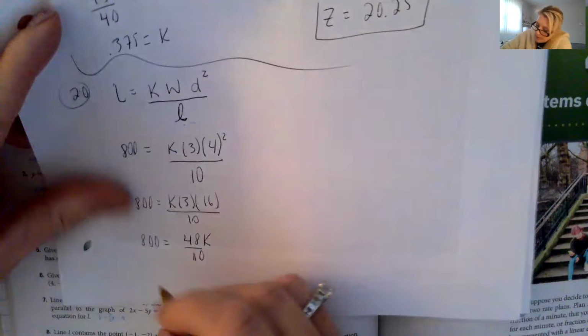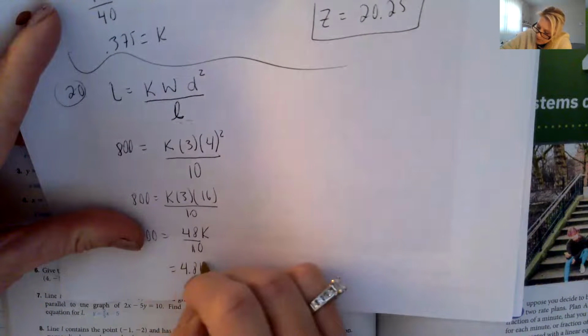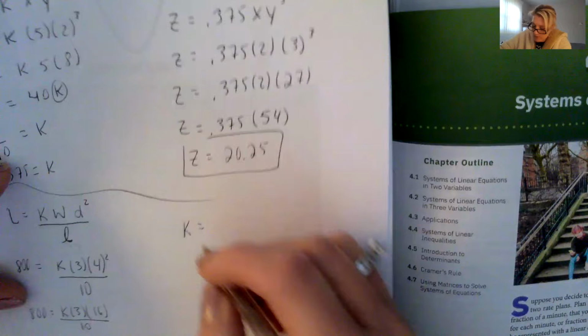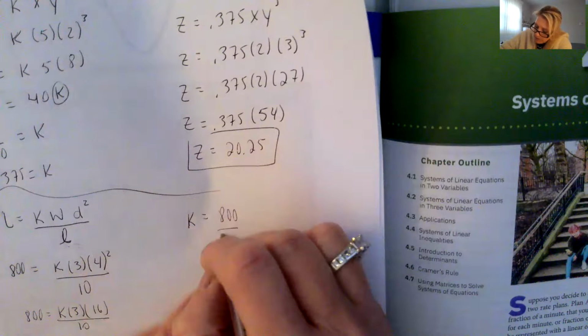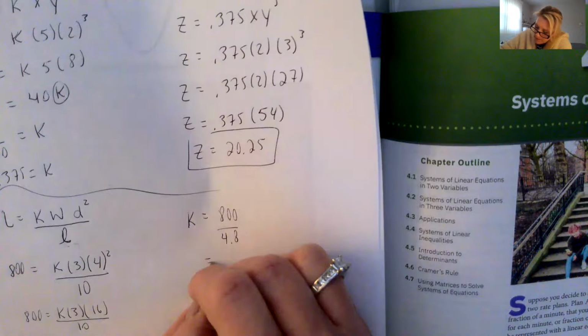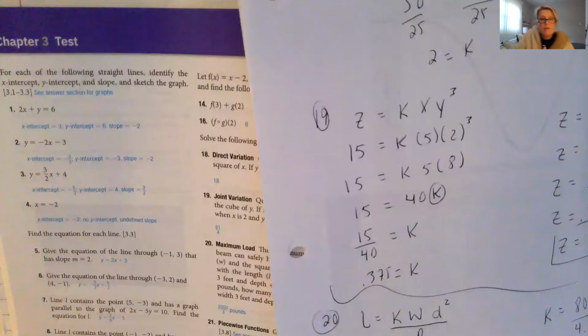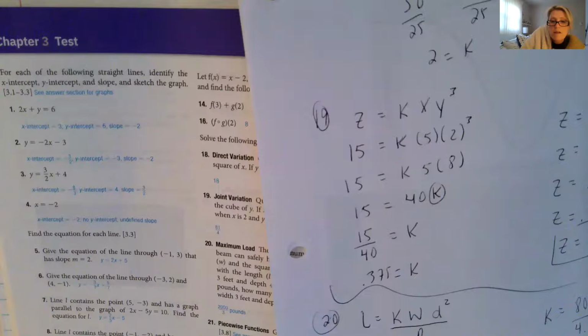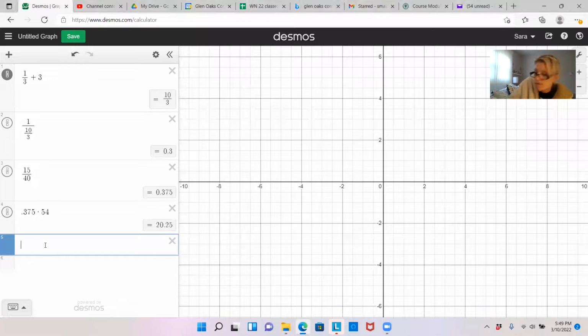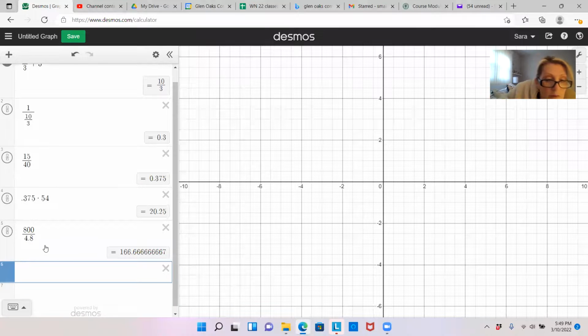So 48 divided by 10 is 4.8. So this is 4.8 K equals 800. And then we're going to divide by 4.8 to get K. So K equals 800 divided by 4.8. Let's see what that is. So 800 divided by 4.8 is 166.67. That is K.